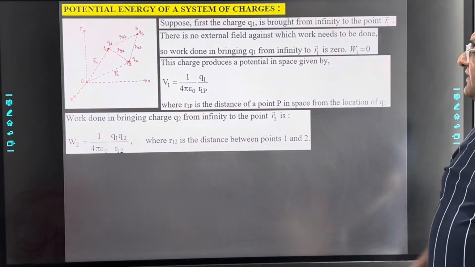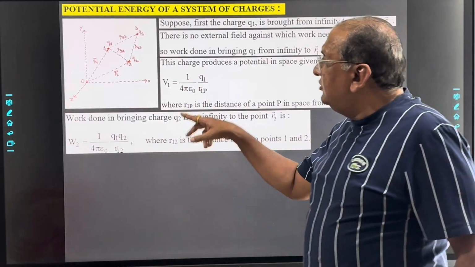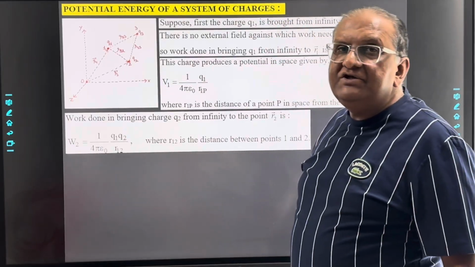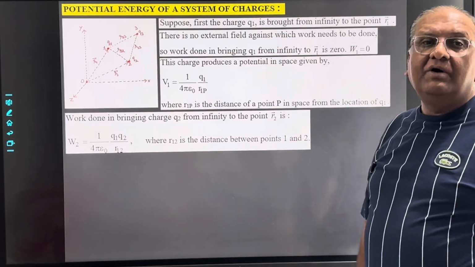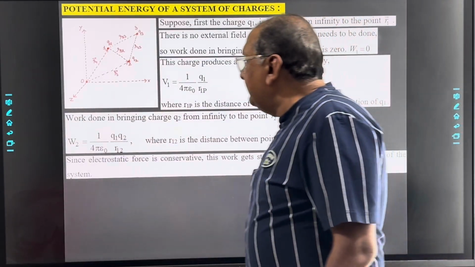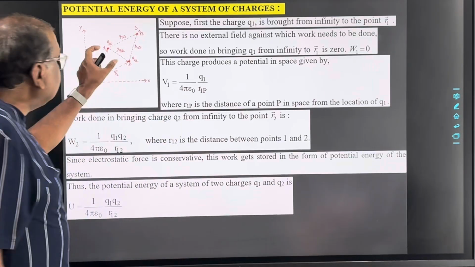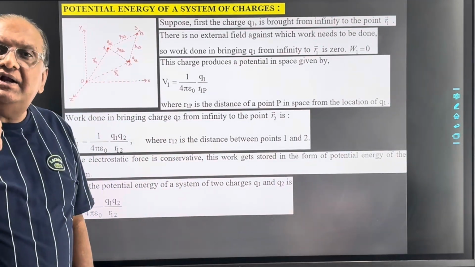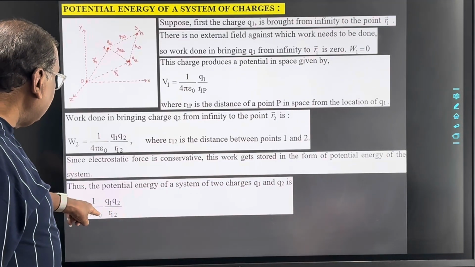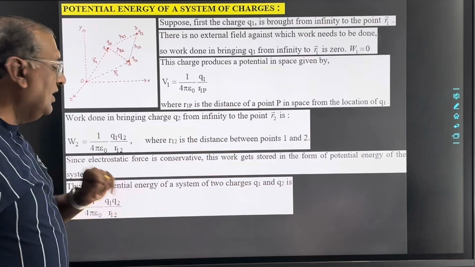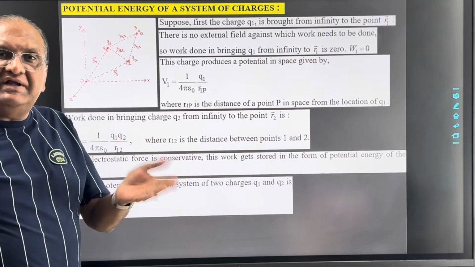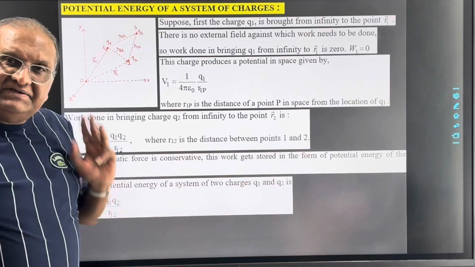Clear? Now this total work done to prepare the assembly of these two charges Q1 and Q2 will be stored in it in the form of potential energy. So we can say that the potential energy of a system of two charges Q1 and Q2 is given by U equal to 1 upon 4 pi epsilon 0 Q1 Q2 upon R12. Similarly, now we can calculate the potential energy of a system of three charges.